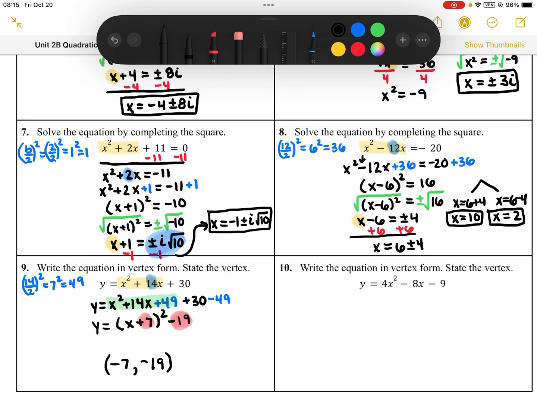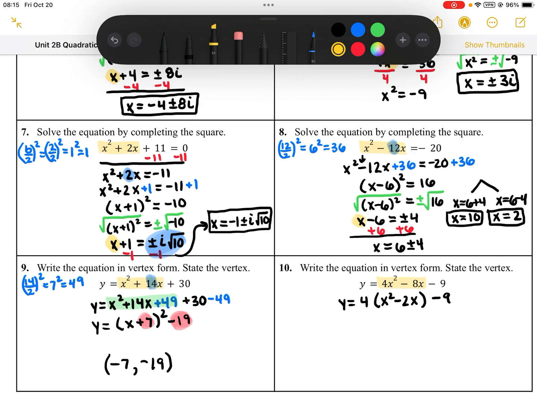For 10, doing the same thing, write it in vertex form, state the vertex. So first I'm going to look at my ax squared plus bx. So that's 4x squared minus 8x. Before I can go and find my b, my x squared term needs to have a coefficient of 1. Has a coefficient of 4 right now. So first thing I need to do is go factor out a GCF. So 4 and 8, the GCF is 4. So I'm going to have y equals 4, and then parentheses x squared minus 8 divided by 4 is 2, so 2x. And that minus 9 is still on the outside.